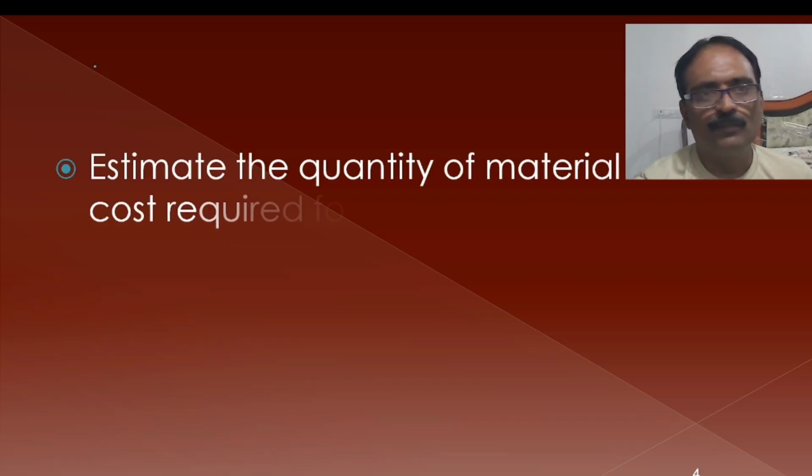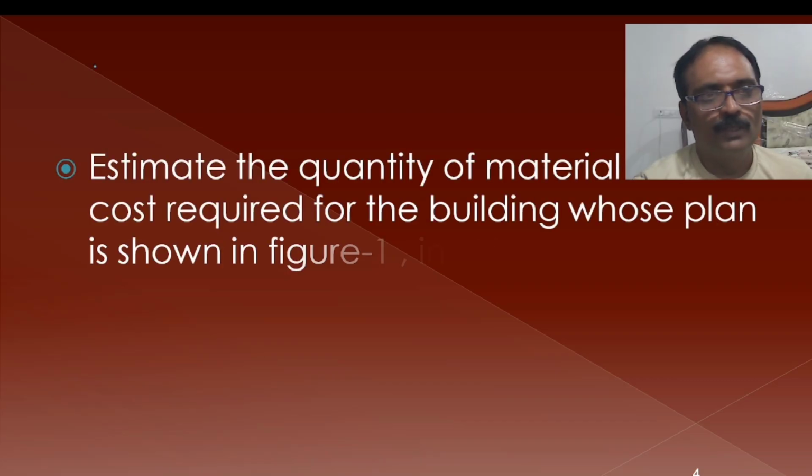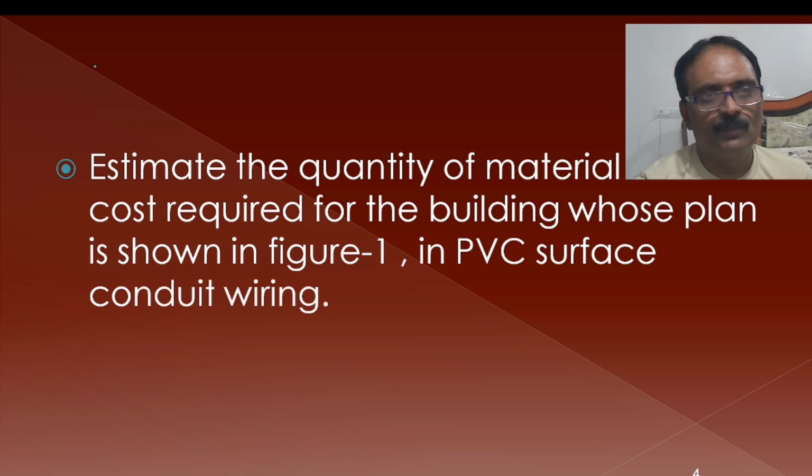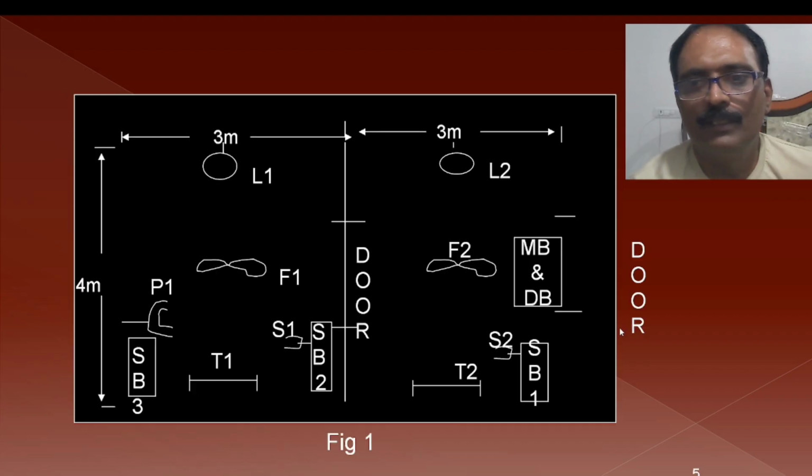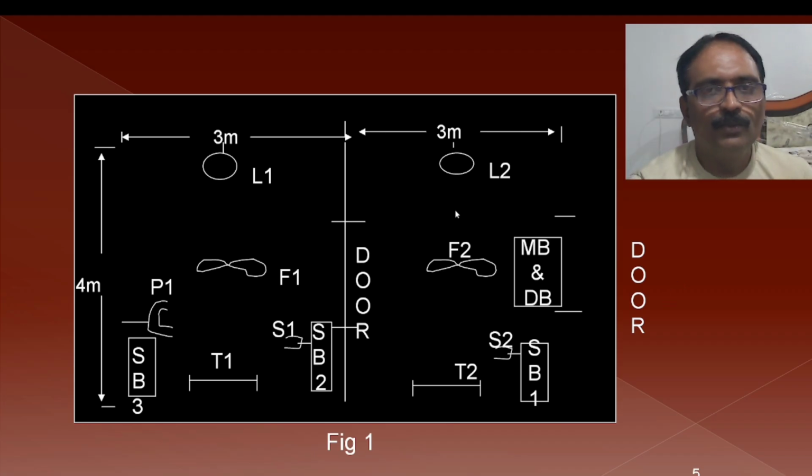Now this is the problem given to us. The objective of this problem is to estimate the quantity of material and the cost required for the building whose plan is shown in the figure, in PVC surface conduit wiring. Let me explain the problem here. Here this is the entrance that we have, and two halls are there. This is hall number 1 and this is hall number 2.